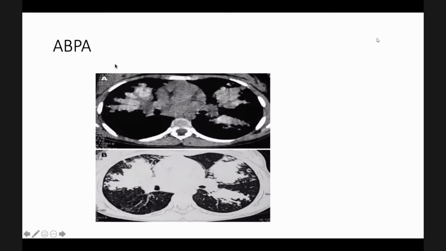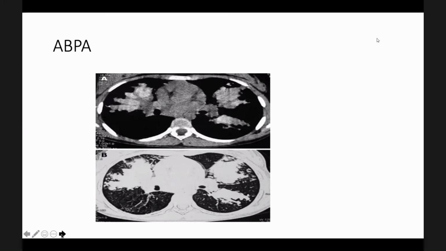And coming to ABPA, what is ABPA? It is mainly allergic bronchopulmonary aspergillosis, if the patient is sensitized to Aspergillus. You can get the glove-in-finger pattern, just like you are putting fingers in a glove. This is because of mucus impaction in the dilated bronchi. So mucus impaction is what you are going to see in ABPA.